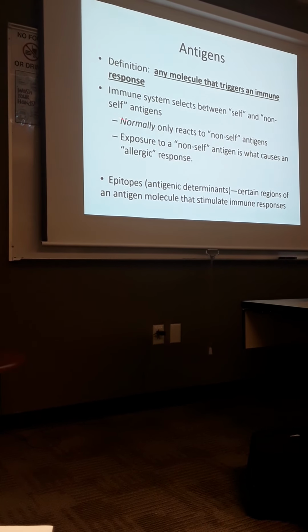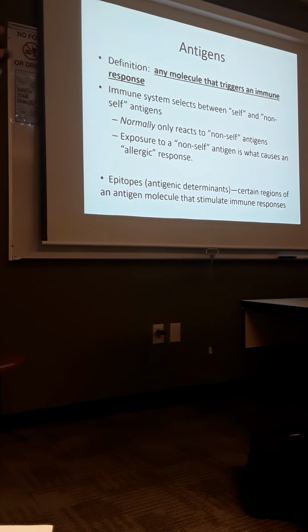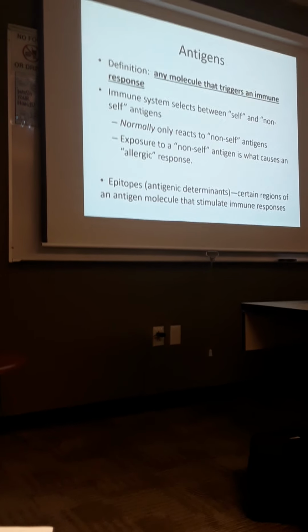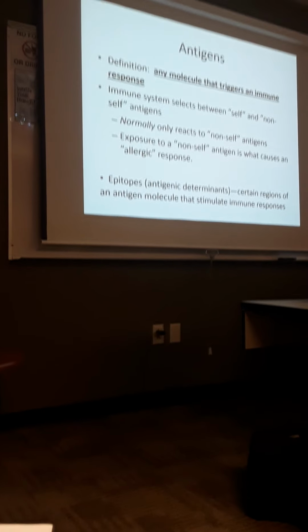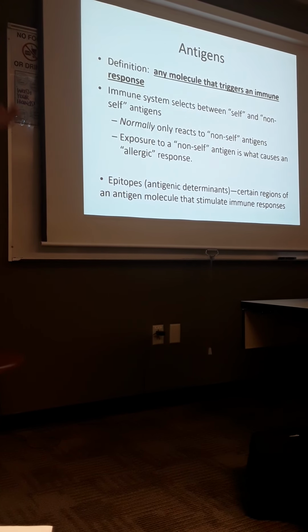Normally the immune system only reacts to non-self antigens. If your immune system attacks its own antigens, that results in an autoimmune response or autoimmune disease, such as lupus. Lupus is an autoimmune disease. Rheumatoid arthritis is also an autoimmune disease, where the body's immune system attacks the linings of synovial joints.